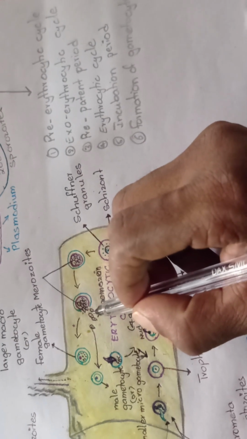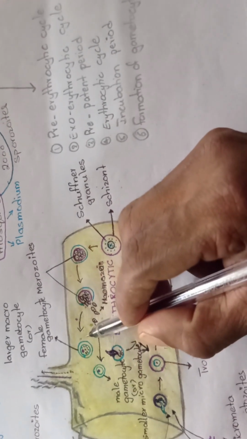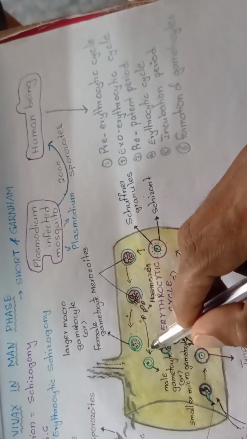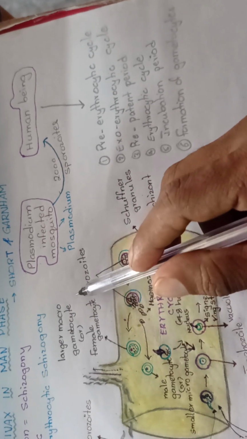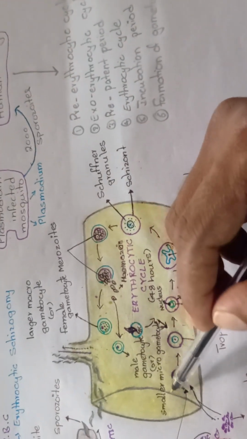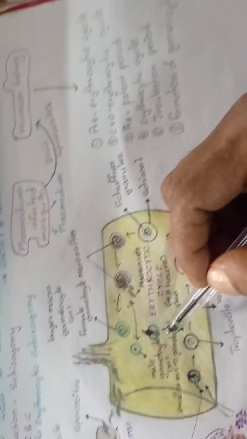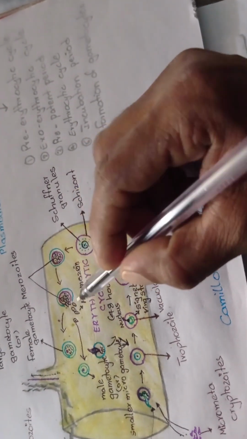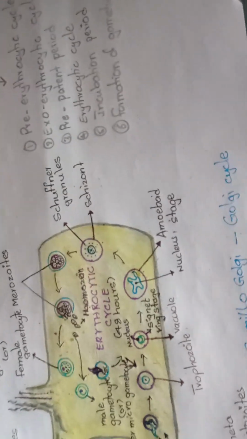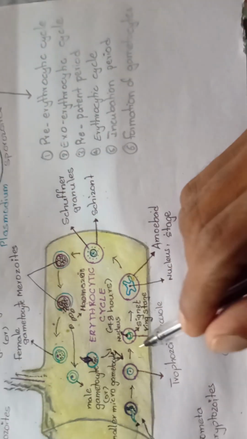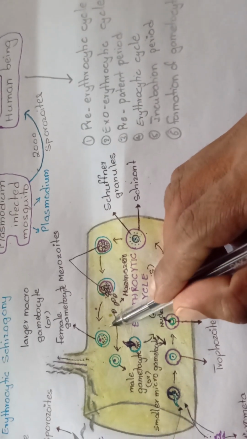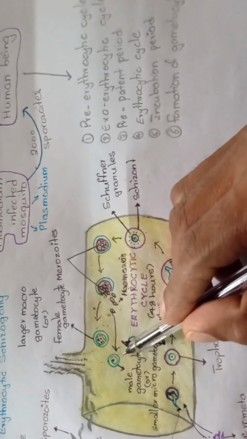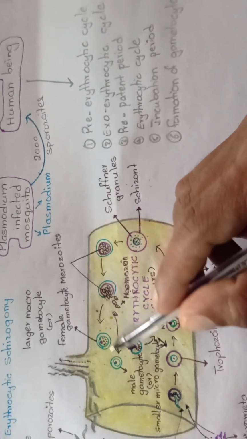These merozoites give rise to two types: female gametocytes and male gametocytes. The larger female gametocyte is also called the macrogametocyte. The male gametocyte is also called the smaller microgametocyte. The female is larger than the male gametocyte.